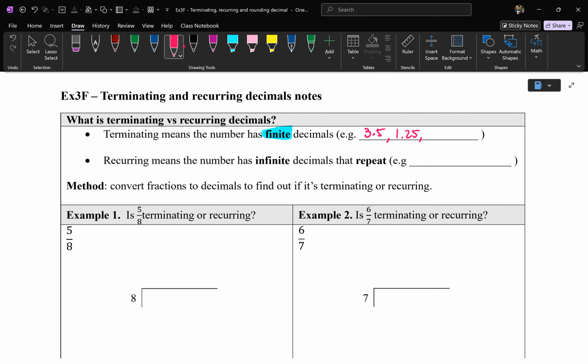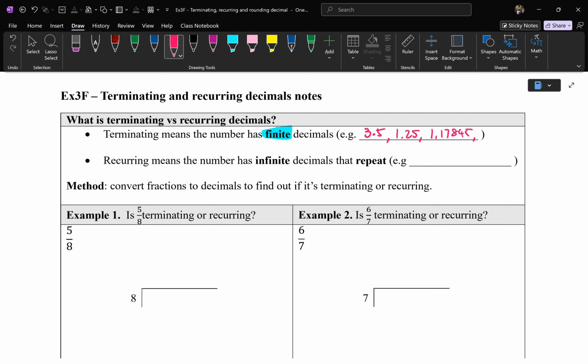You could also have, say, 1.17845. It's still finite, even if it's more digits. Okay, it's just that if it stops, it's finite. Recurring, on the other hand, means that it goes on infinitely.